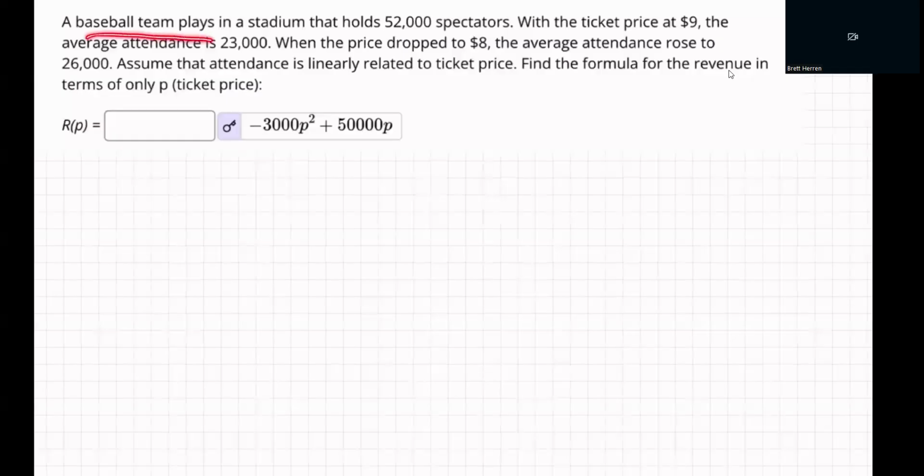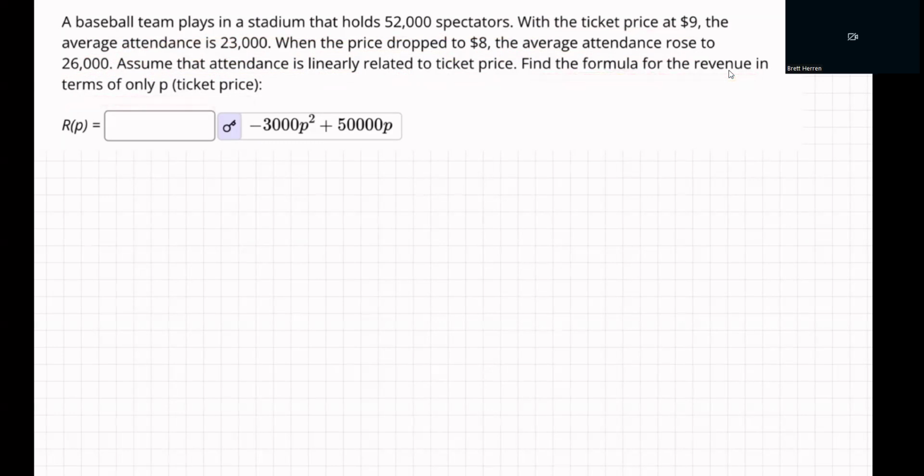Okay, it says a baseball team plays in a stadium that holds 52,000 spectators. With the ticket price at $9, the average attendance is 23,000. When the price dropped to $8, went down a buck, the average attendance rose to 26,000, went up 3,000 more people. Assume that attendance is linearly related to ticket price. Find the formula for the revenue in terms of only P, ticket price.